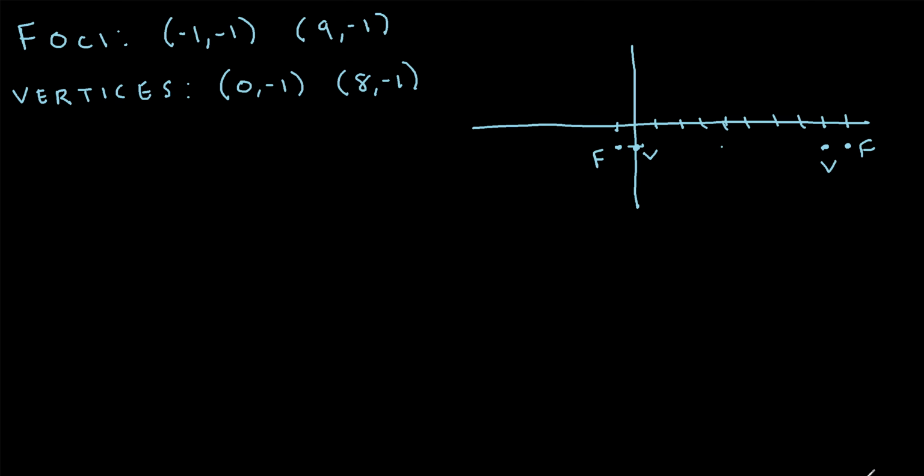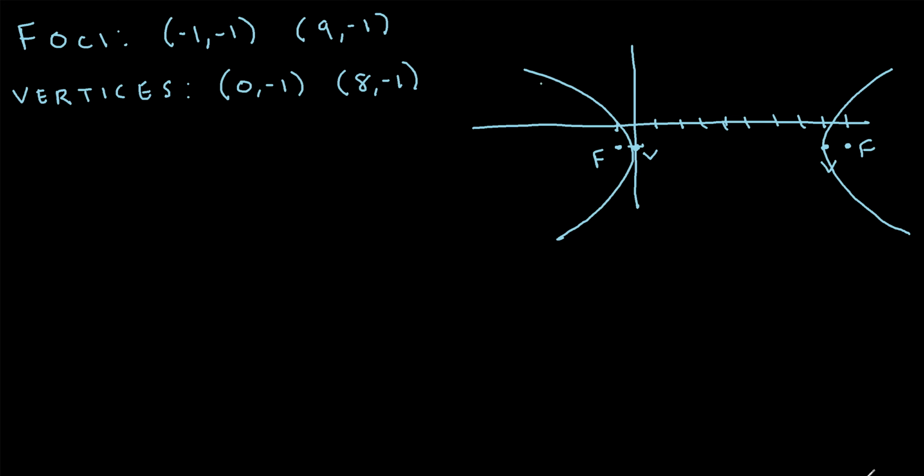We can see that both the vertices and the foci fall on this horizontal line. So what that tells us is that this is going to be a hyperbola that opens left and right like this. And remember that the vertices always open towards the foci. So that's how we know that the hyperbola must be opening like this. So how can we find the equation of this hyperbola?